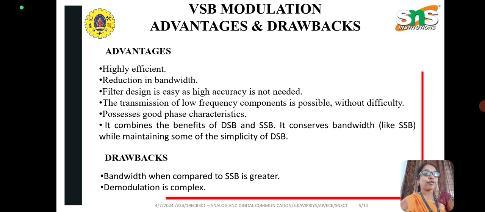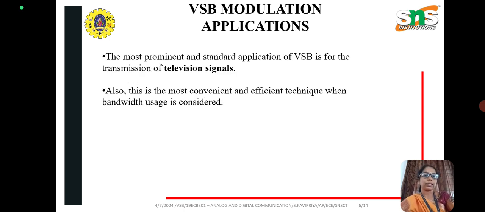It combines the effect of DSB and SSB, so it conserves bandwidth while maintaining some of the simplicity of the DSB. So it conserves the bandwidth like SSB and it maintains simplicity like DSB. The drawback is that bandwidth is somewhat higher when compared to SSB and demodulation is complex. Application is that it is mainly used for transmission of television signals and also in applications where bandwidth usage is considerably less.